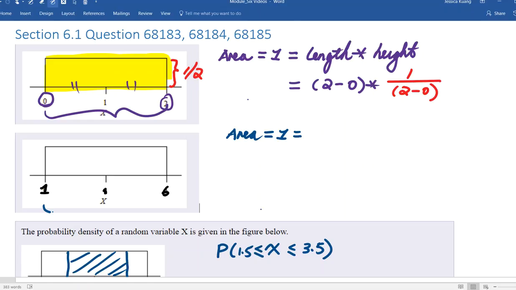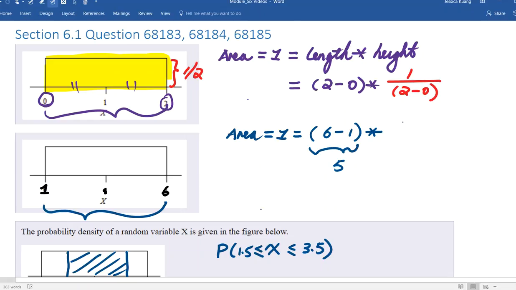What is the length at the bottom in this case? Notice I changed the boundary to go from 1 to 6. So in this case, the length at the bottom is 6 minus 1. And 6 minus 1 equals 5. Let me do a little calculation over here. And 5 times what equals 1?